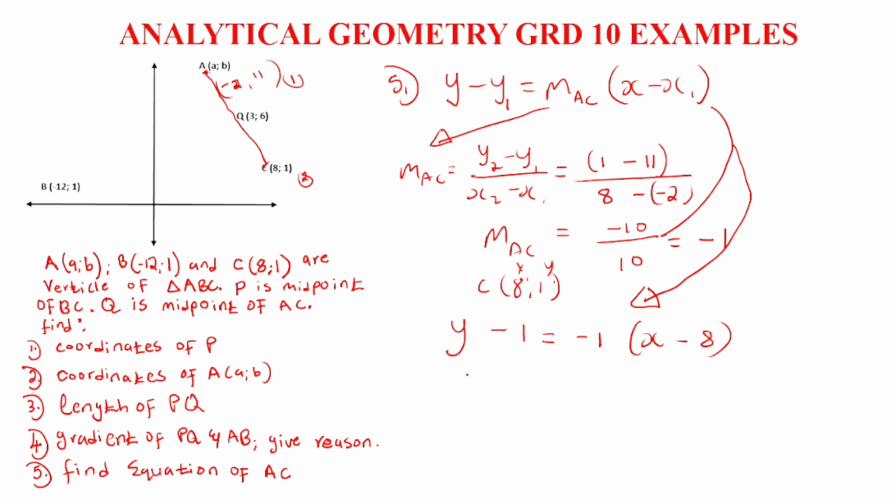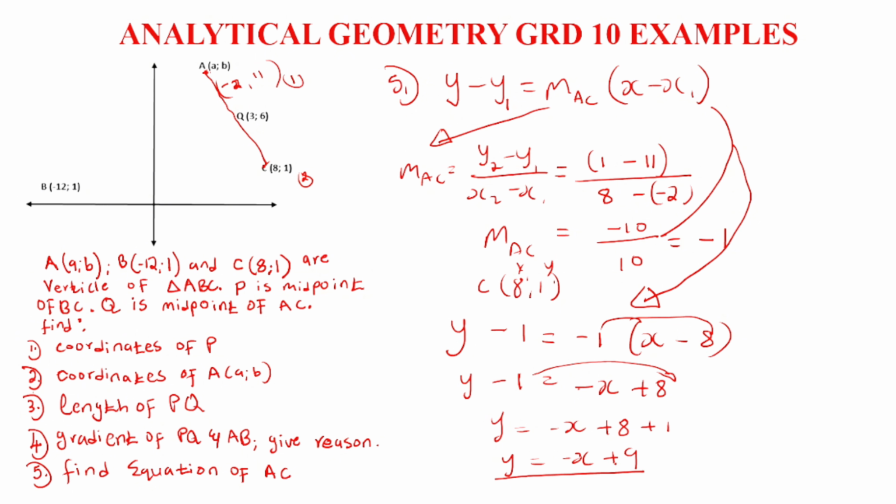If we put this in, we do the algebra here: multiply by this negative 1, a binomial. It is going to be negative x. Negative 1 times negative 8 is going to be positive 8. Then we take this 1 to the other side to jump the equal sign, therefore it will change the sign. So y equals minus x plus 8 plus 1, therefore y equals minus x plus 9.